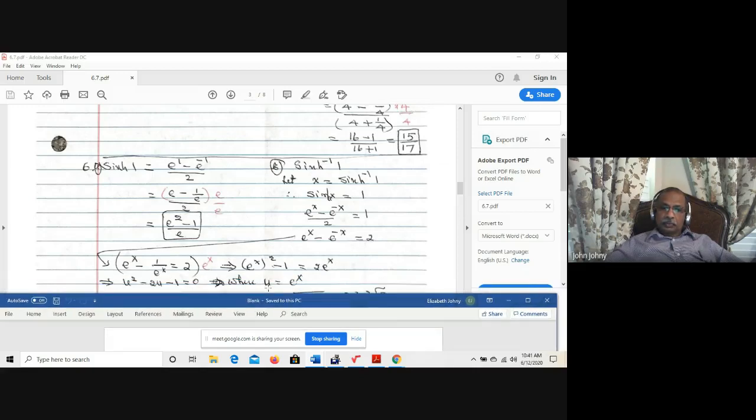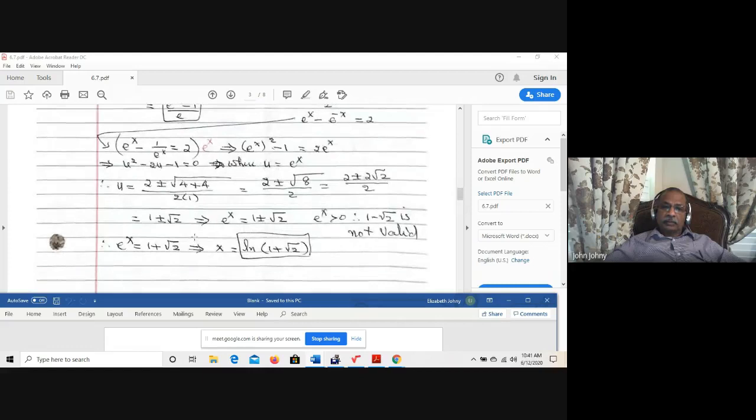Now you call e to the x as u. If e to the x is u, this equation becomes u squared minus 1 is equal to 2u. Now subtract 2u. It becomes u squared minus 2u minus 1 is equal to 0. You use the quadratic formula and ultimately you get u is equal to 1 plus or minus square root of 2, means e to the x is equal to 1 plus or minus square root of 2. 1 minus square root of 2 is negative. e to the x cannot be negative, so that's not valid. Therefore, e to the x is equal to 1 plus square root of 2. That means x is equal to natural log of 1 plus square root of 2.